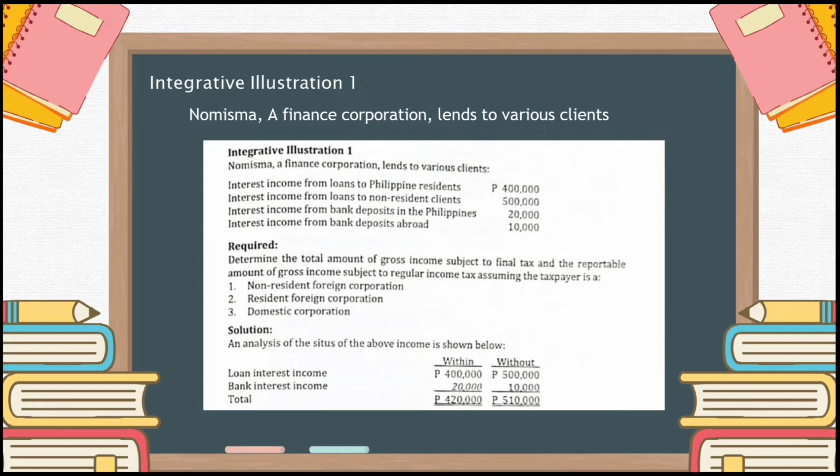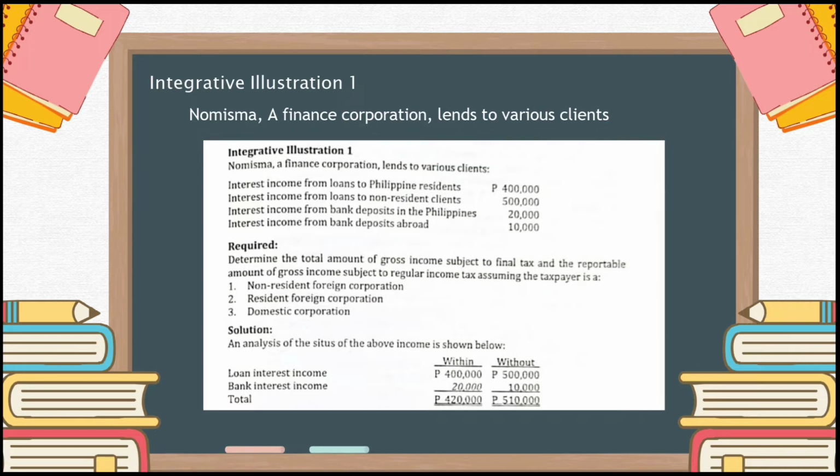Nomisma, a finance corporation, lends to various clients. Interest income from loans to Philippine residents, which is 400,000. Interest income from loans to non-resident clients, which is 500,000. Interest income from bank deposits in the Philippines, which is 20,000. Interest income from bank deposits abroad, which is 10,000. Required: determine the total amount of gross income subject to final tax and the reportable amount of gross income subject to regular income tax, assuming the taxpayer is number 1, a non-resident foreign corporation, number 2, a resident foreign corporation, number 3, a domestic corporation.